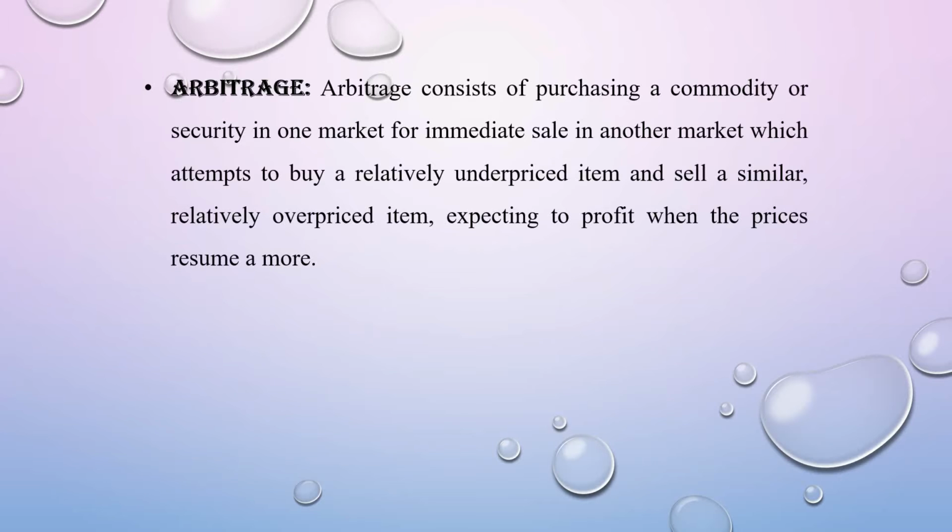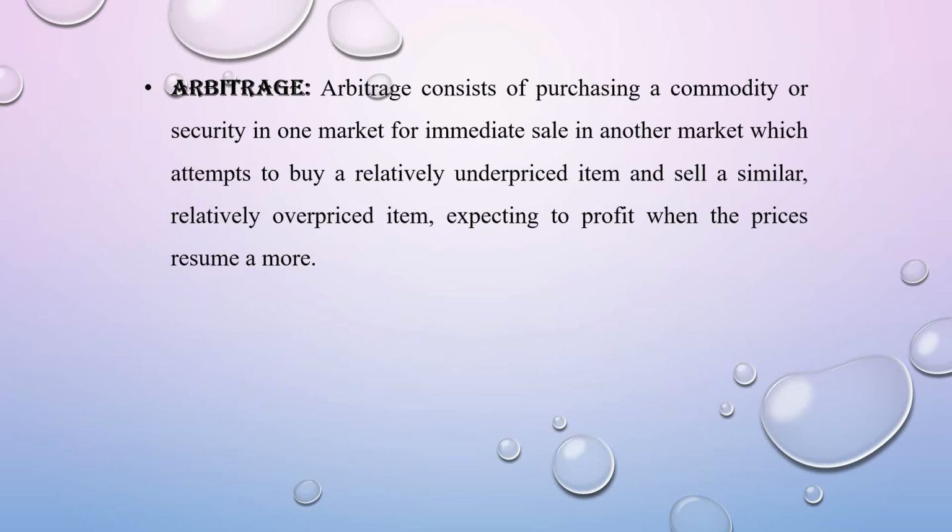First one is arbitrage. What is arbitrage? Arbitrage consists of purchasing a commodity or security in one market for immediate sale in another market, which attempts to buy a relatively underpriced item and sell a similar relatively overpriced item, expecting to profit when the prices resume more.